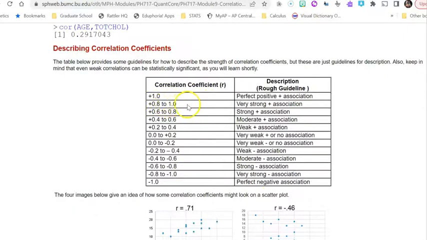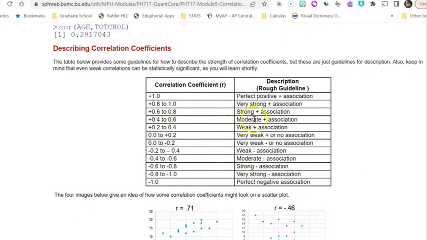0.8 to 1.0 would be a very strong association, as would -0.8 to -1. So we're creating ranges here. 0.6 to 0.8 is a strong association, whereas -0.6 to -0.8 is also a strong association. But again, the top ones are positive associations. So this would be a very strong positive and a strong positive. This would be a very strong negative and a strong negative.